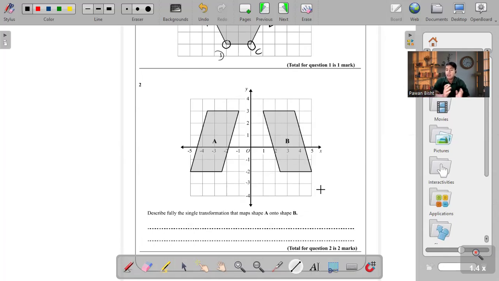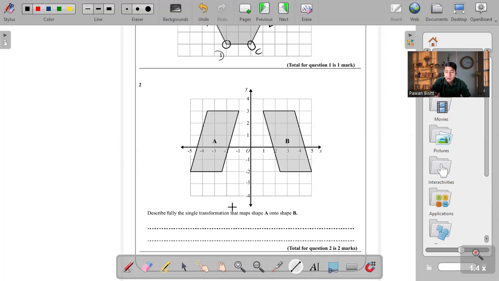You see, what type of question comes in the exam? This is the way they ask the question in the exam. Describe fully the single transformation that maps shape A onto shape B. This type of question comes in the exam. Now, we have four transformations. The figure could be any. You have to identify, because right now you know that we are studying the reflection topic.